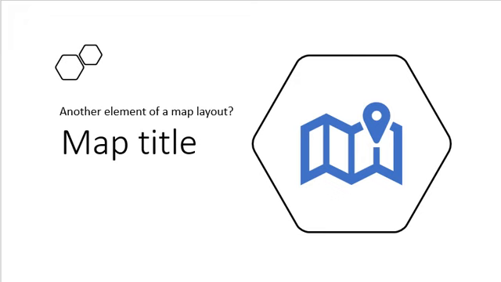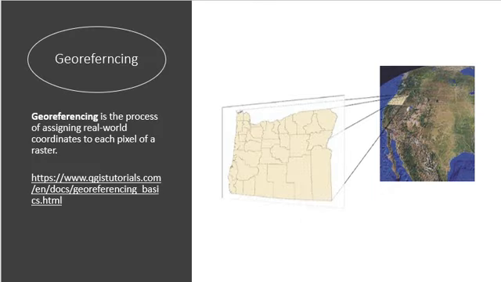Another element of a map layout is the map title, and we need to add it to our maps. Please be careful. To make a professional map, we always need to add title, scale bar, north arrow, and legend to the map layout. Now, let's talk about another important concept in GIS, which is georeferencing.